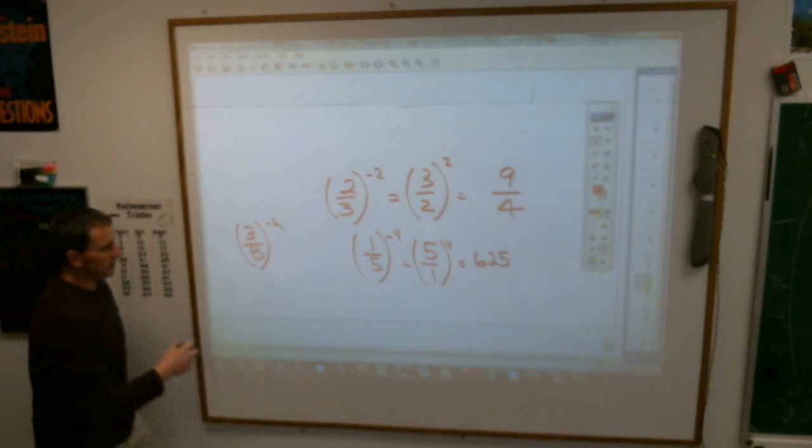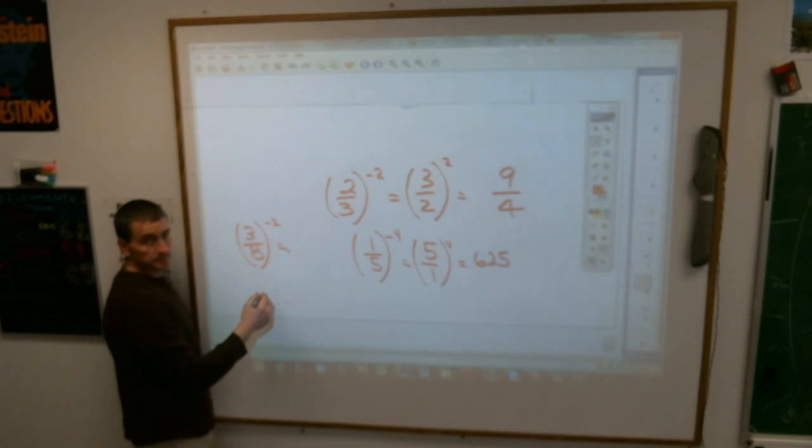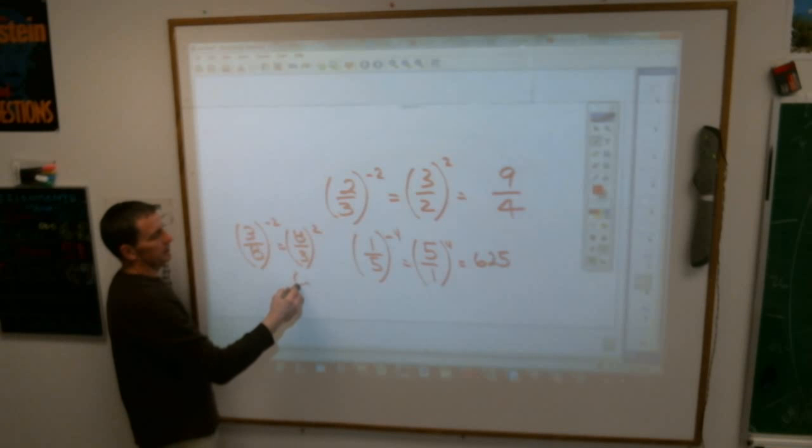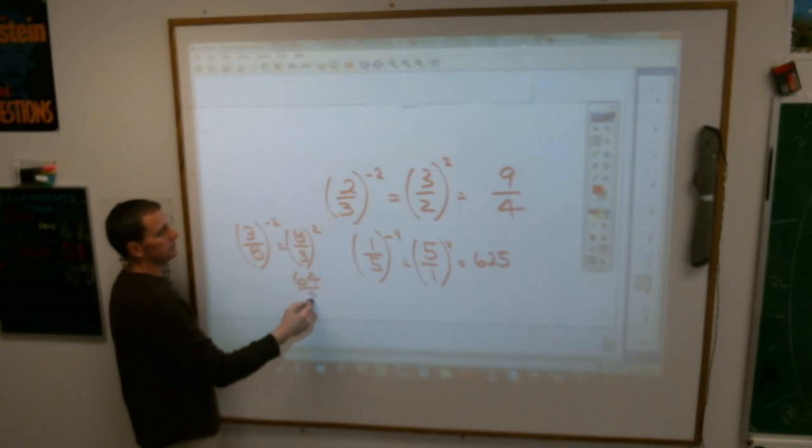3/8 to the negative 2 power is the same thing as, Riley Harrington, 8/3 to the positive 2 power. And if you do that, you get 64/9.